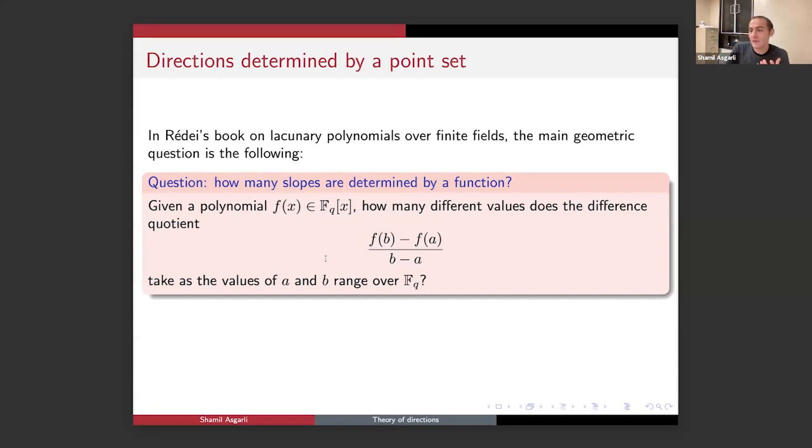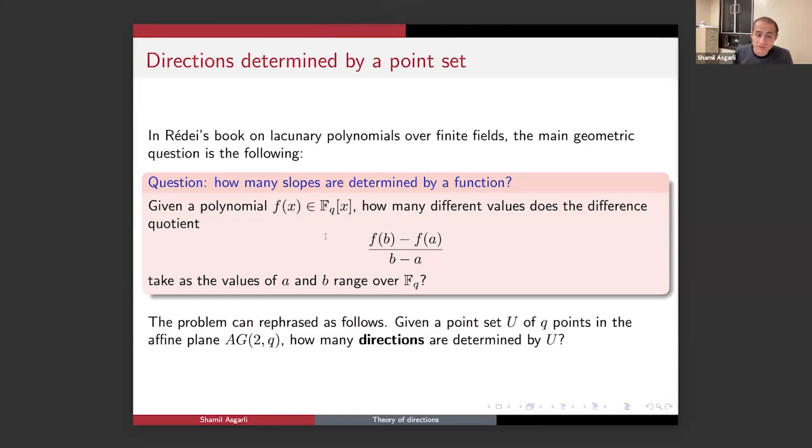What can we say about the size of the set? How many different quotients can we get? And geometrically, these are just slopes. We call these the slopes of a secant line determined by the graph of a function. So this is a very natural problem to ask.